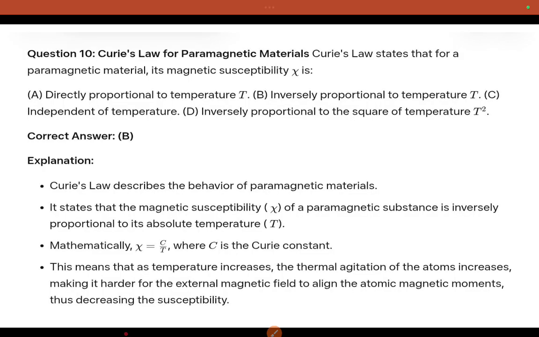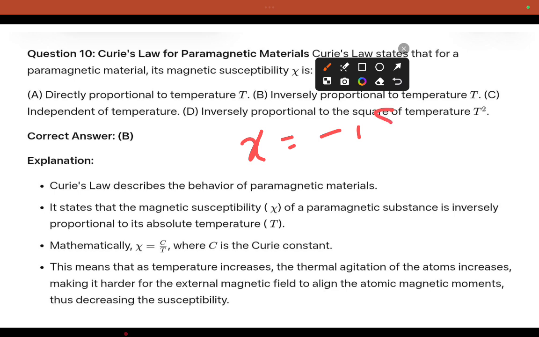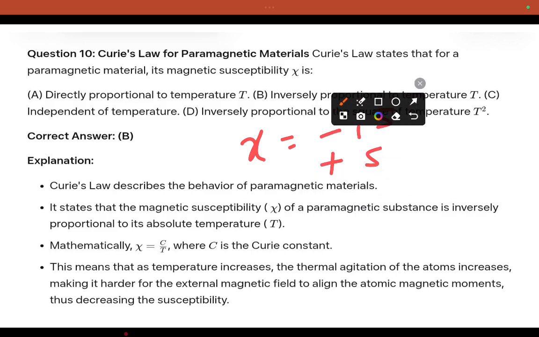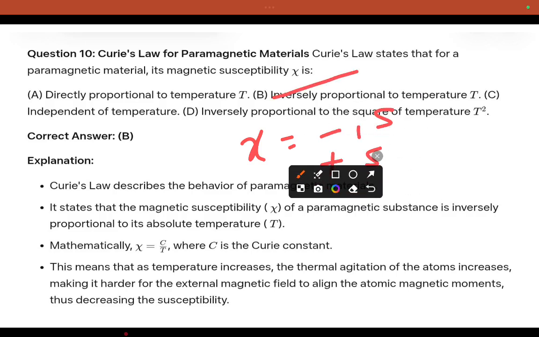Question number 10 is related to Curie's law for magnetic materials. Curie's law states that for a paramagnetic material, its magnetic susceptibility is, as we just discussed, small and negative for dia, small and positive for para, and large and positive for ferro. So here the answer is that it is inversely proportional to temperature.